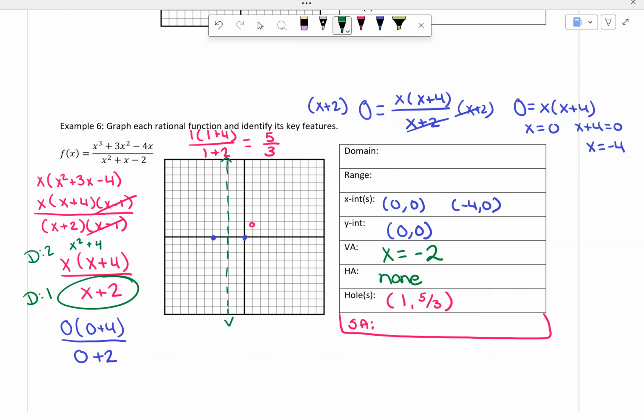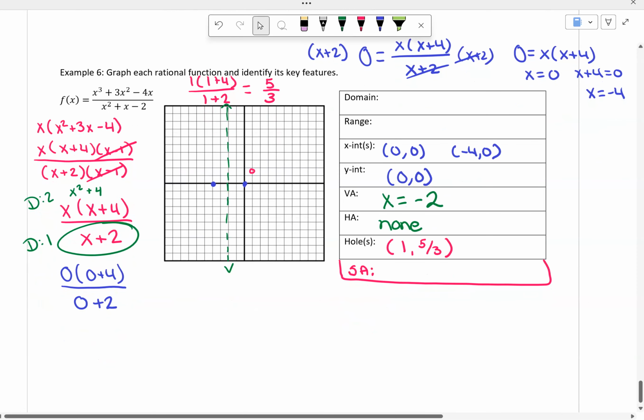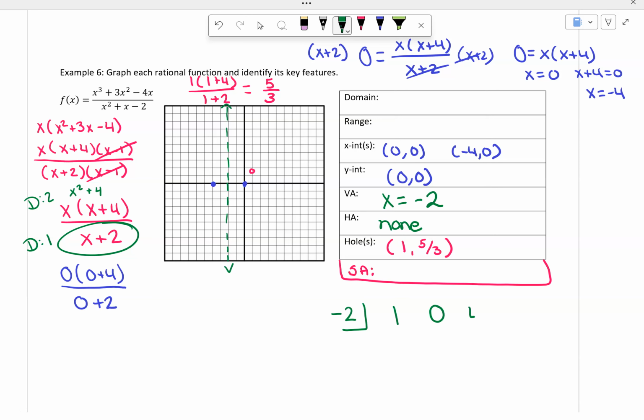Okay. So to find the slant, we want to go divide our problem. So let's go do synthetic division. So -2 goes in the box. We have an x squared coefficient of 1. I'm missing my x, and then I have a 4. So 1 times -2 is a -2. Add, it's -2, -2 is 4, and this is 8. So what we do is we ignore the remainder. So my slant is y equals x.